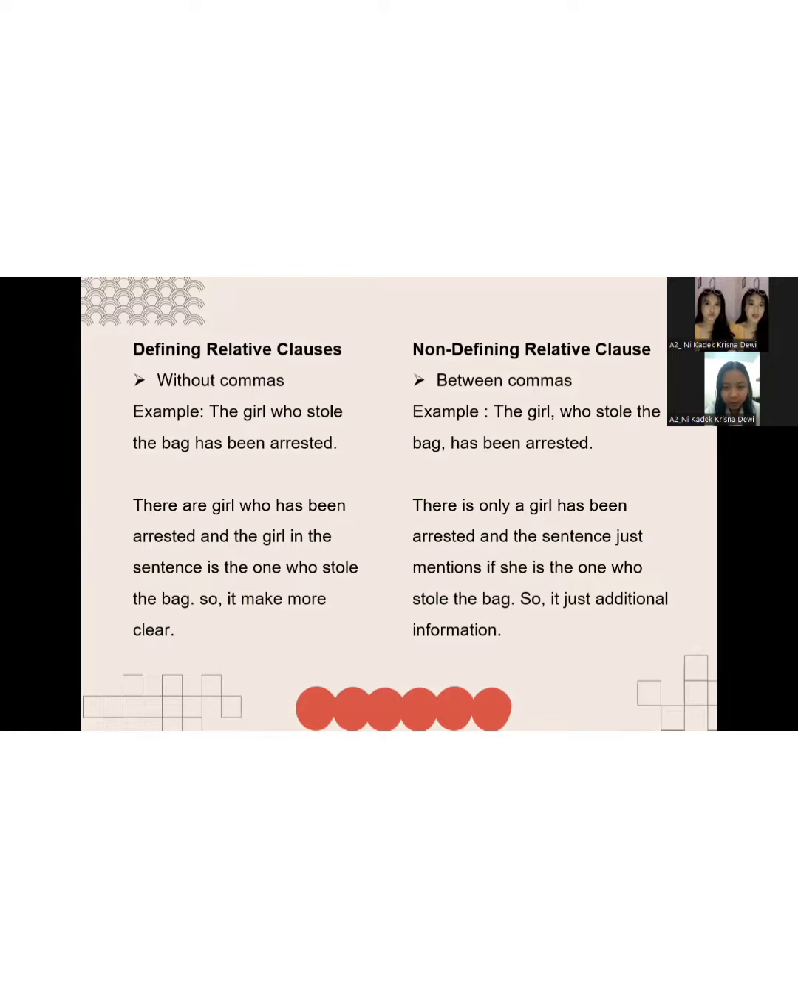Non-defining relative clause between commas. For the example, the girl, who stole the bag, has been arrested. There is only one girl who has been arrested and the sentence just mentions that she is the one who stole the bag. So it's just additional information.